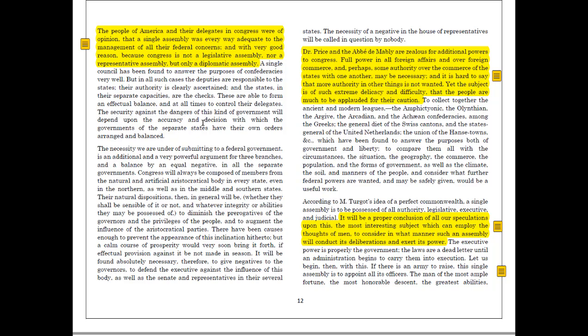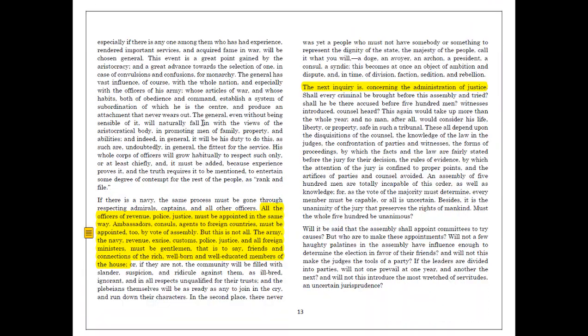And that setup then allows Adams to repeat his portrait of cataclysm, right? He says at the bottom of the left-hand column 13, in just one sample, all the officers of revenue, police, justice must be appointed in the same way. Ambassadors, consuls, agents to foreign countries must be appointed by vote of the assembly. But this is not all. The army, the navy, revenue, excise, customs, police, justice, and all foreign ministers must be gentlemen, that is to say, friends and connections of the rich, well-born and well-educated members of the house. And then he goes on to the administration of justice.